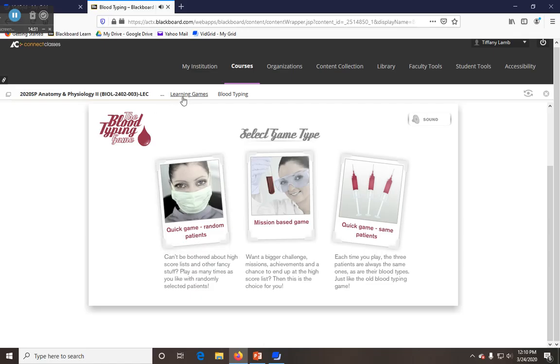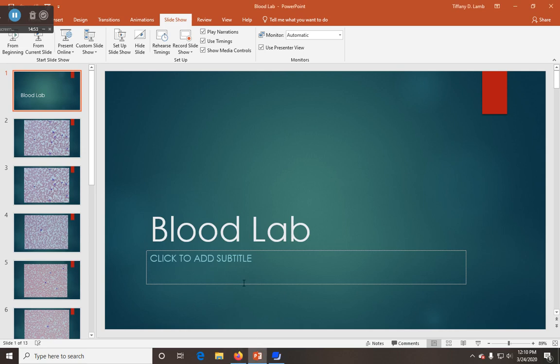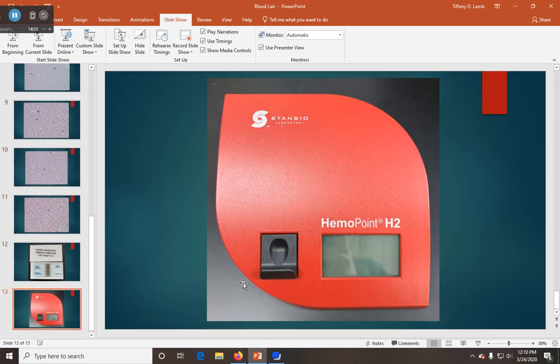So content, learning games, blood typing, play the quick game and screenshot the final results and drop that into the Dropbox for this week's Dropbox assignment. All right. And that is it for the blood lab.